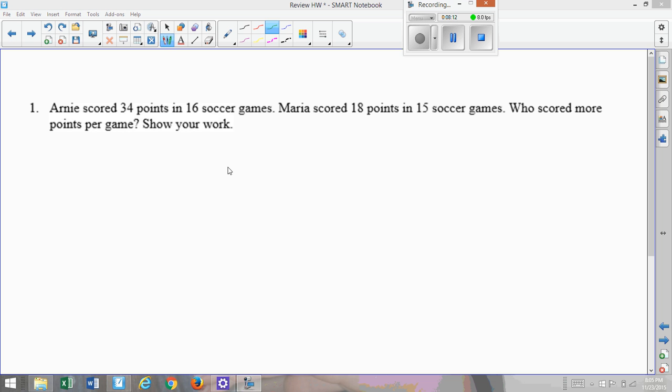Okay, Arnie scored 34 points in 16 soccer games. Maria scored 18 points in 15 soccer games. Who scored more points per game? Show your work. So this is a 2-part, obviously. You got 34 points in 16 games. If you reduce that or make it into a mixed number, it's going to be 2 1/8 points per 1 game.